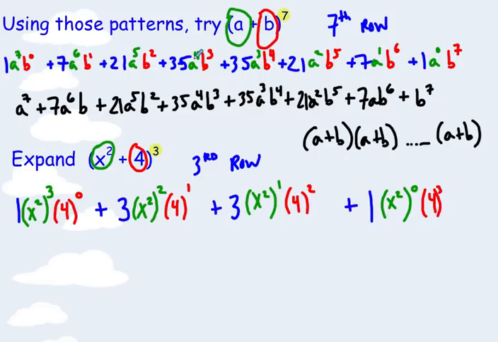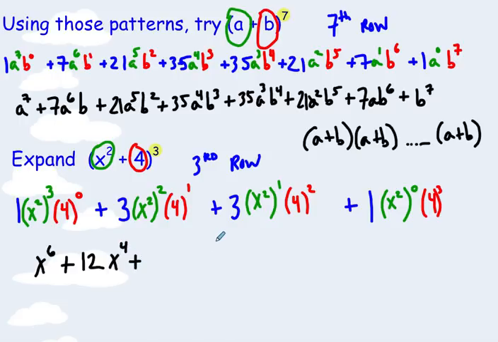Okay, now we do need to do some simplifying now. So x squared to the 3rd is x to the 6th. 4 to the 0 is 1, 1 times 1 is 1. I don't need to really write that. Okay, x squared squared is x to the 4th. And then we have 3 times 4 to the 1st. 3 times 4 to the 1st is 12. And again, x squared squared is x to the 4th.